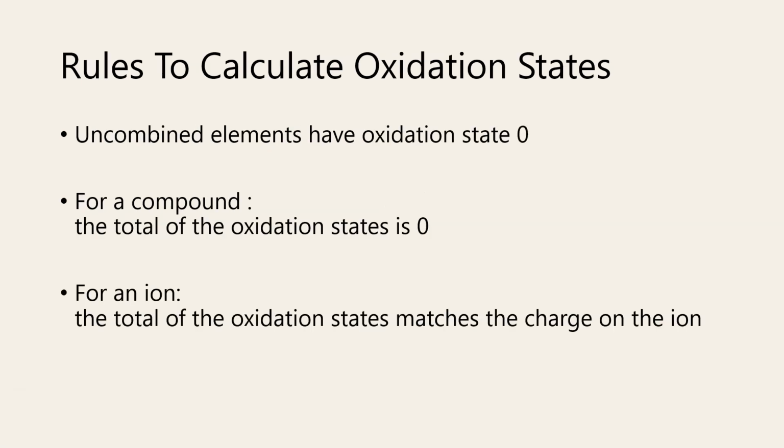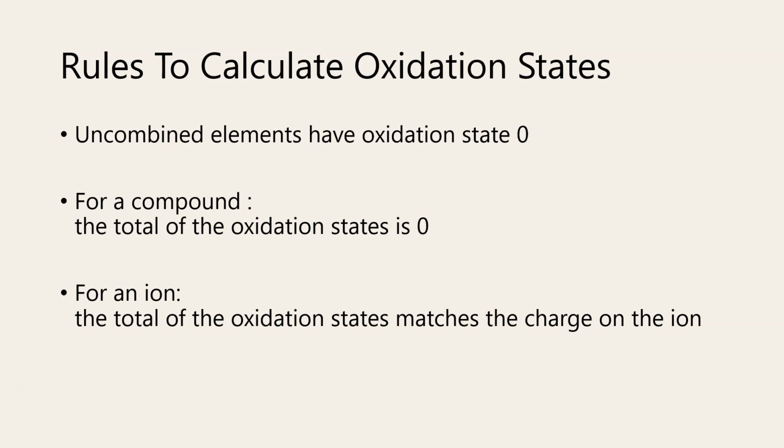So what are those rules? Well, the first one is that all elements, when they're in their elemental state, when they're uncombined with something else, when they're not an ion, they're not part of a compound, when they are truly in their elemental state, they have an oxidation state of zero.